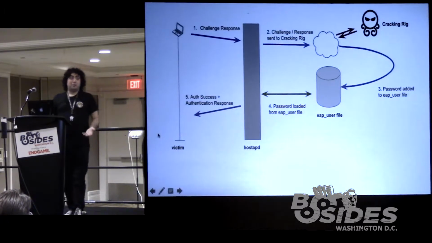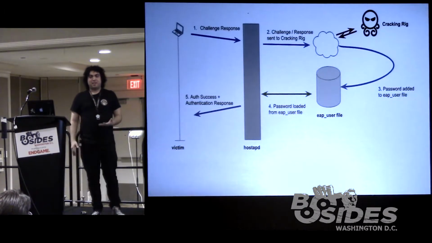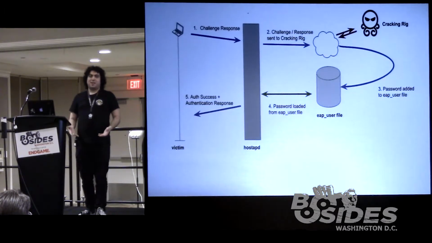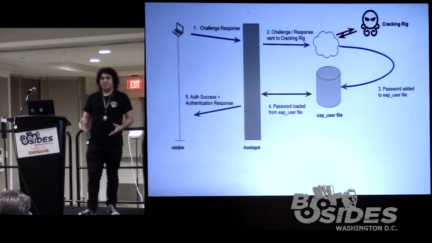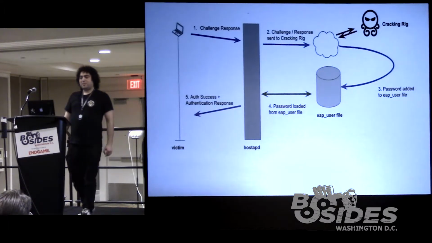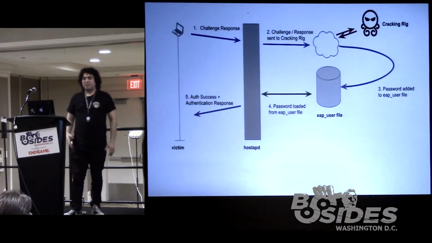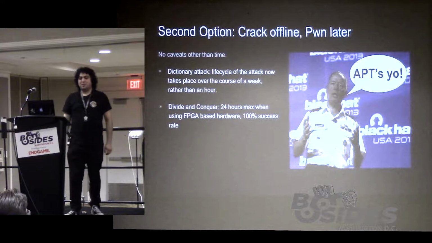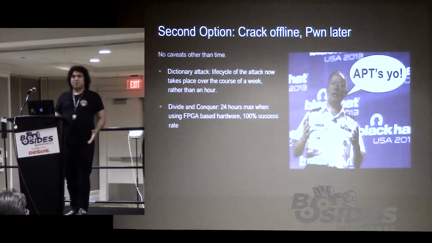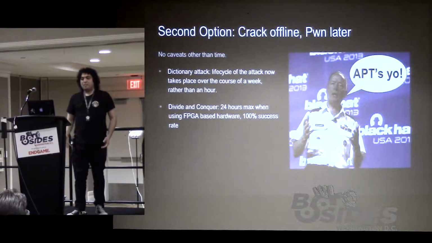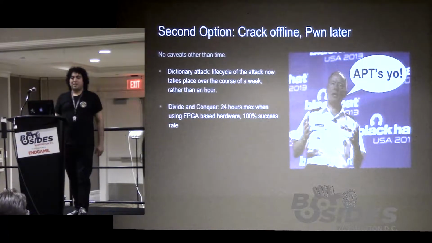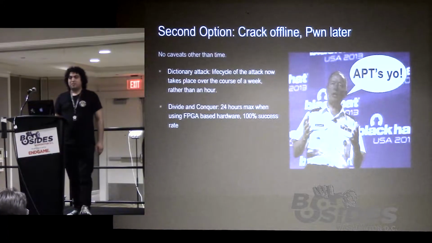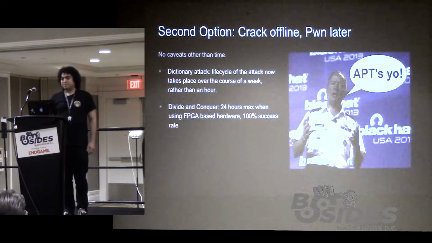So that can work with weak passwords, and it could take anywhere between a few seconds or a couple tries, because really it boils down to: can you crack it in time before this authentication attempt times out? But for relatively weak passwords, this should work in about 4 or 5 tries. For stronger RADIUS passwords, you aren't going to be able to do this because you're not going to be able to crack it in time. But remember that with the divide and conquer technique, you have a 24-hour maximum amount of time if you're using FPGA-based hardware to crack these credentials.